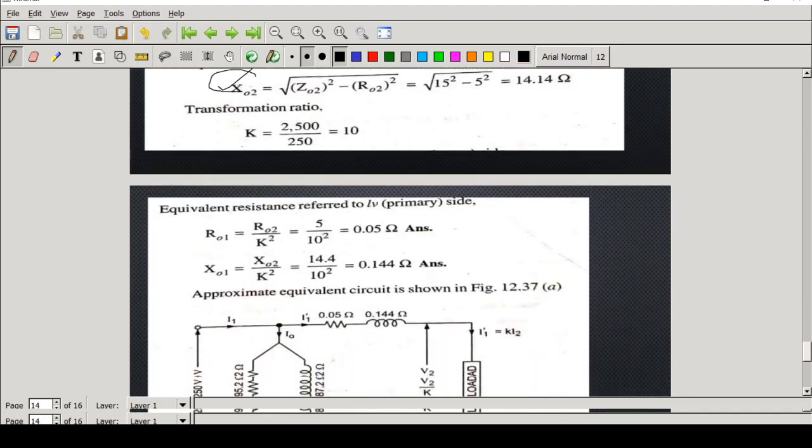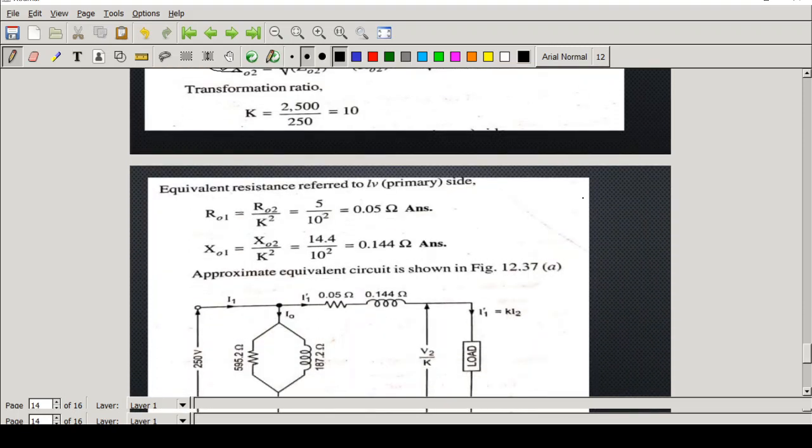So how can you convert it? From secondary, when you want to transfer it to the primary, you have to divide it by K squared. See here, R01 is the equivalent resistance referred to the primary. Here the primary is the low voltage, so R01 is the equivalent resistance referred to the low voltage side. It is given by the resistance you get in the secondary divided by K squared. So this value you will get. Again, X01 you can also find by the same method.